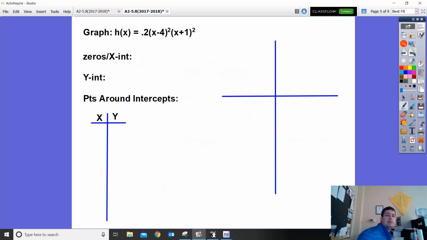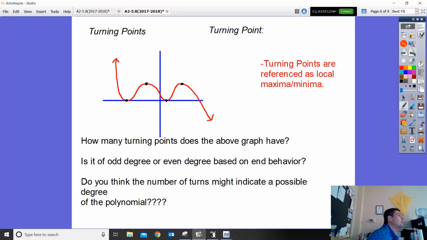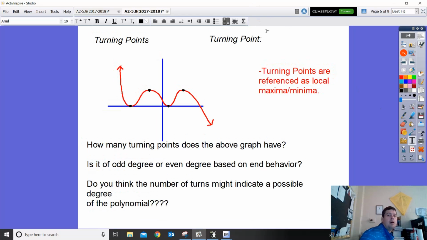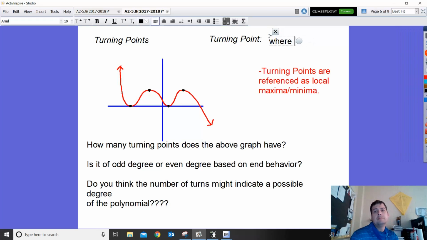Talked about that one. We're going to skip this one. We're going to jump to what's called turning points. A turning point is simply where the graph turns. That's all it is. Nothing more. I actually have them labeled with dots for you. Trying to make it a little easier. How many places does this graph turn? 4 of them, right?